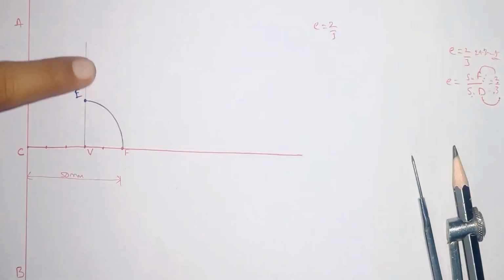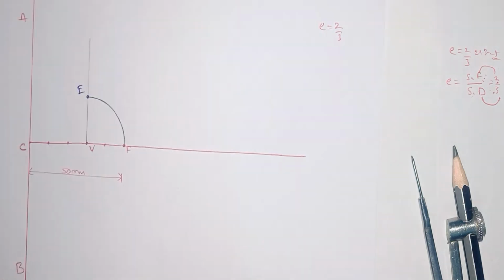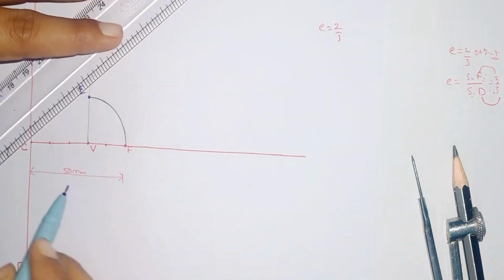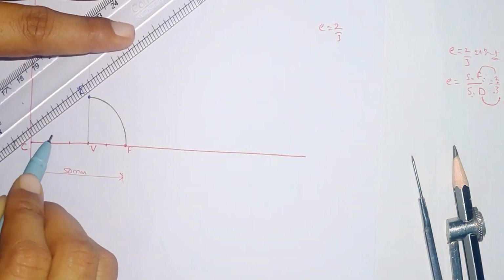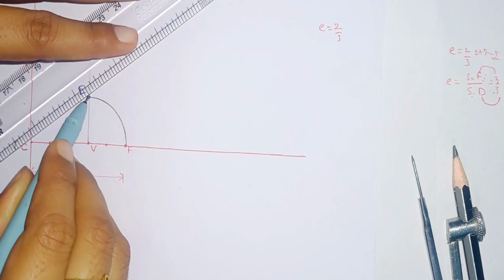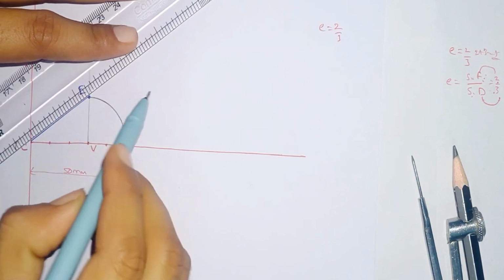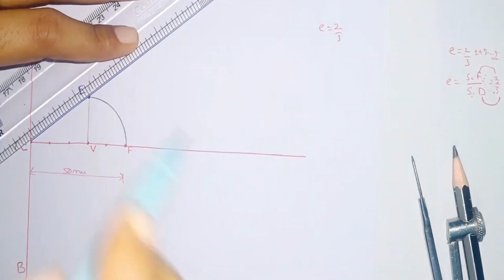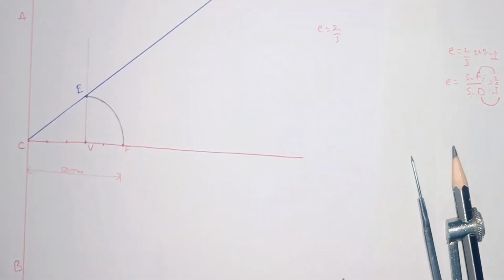Trim the extra vertical line. Then take the scale and, passing through C and E, draw a straight line up to some distance.